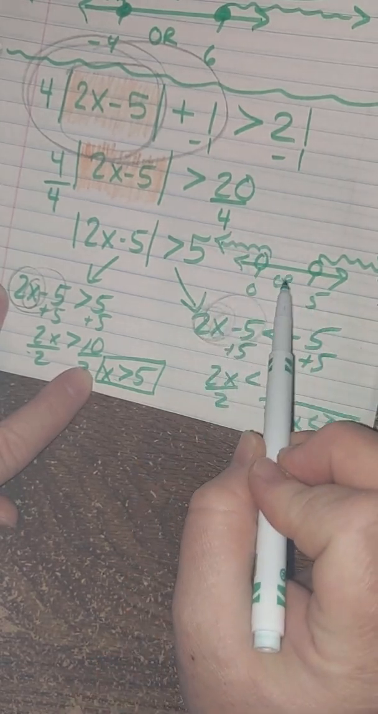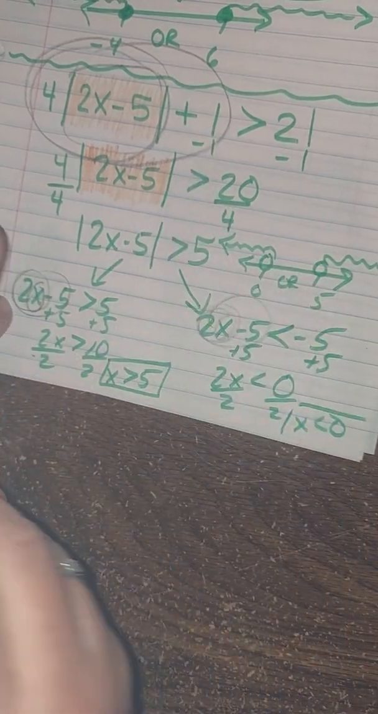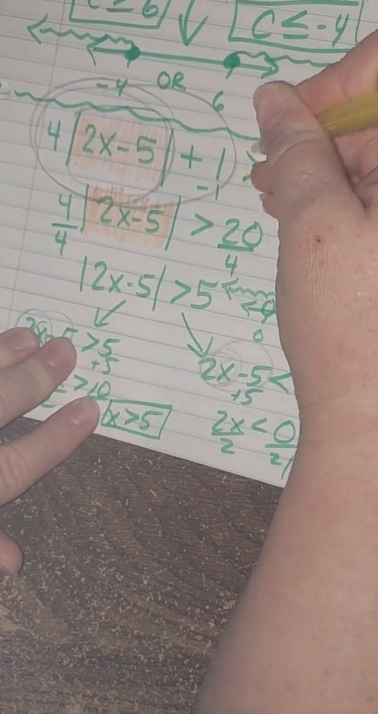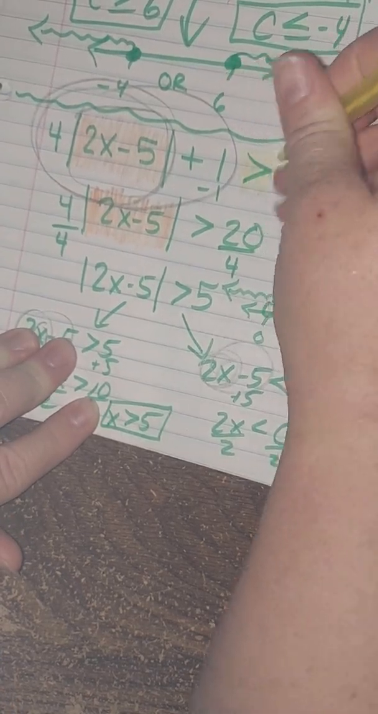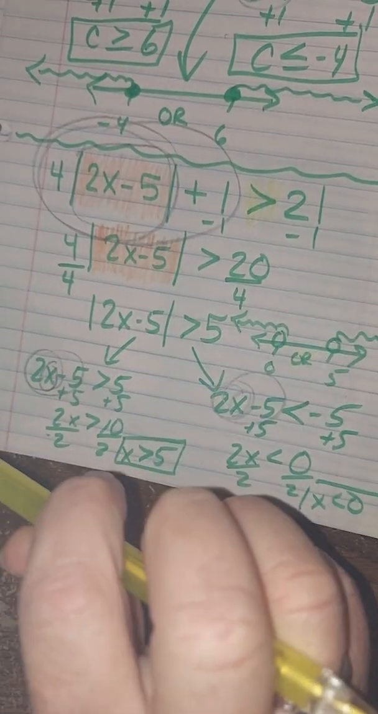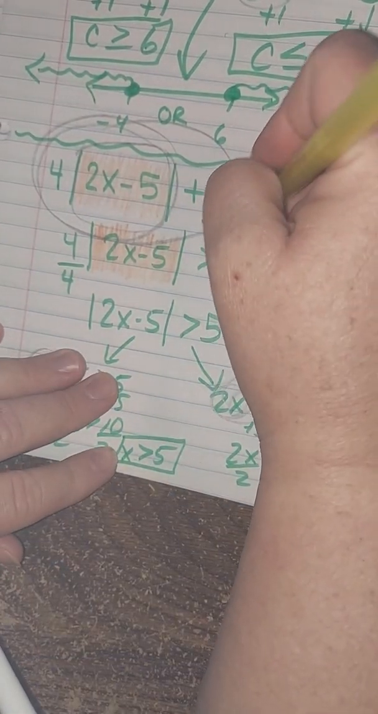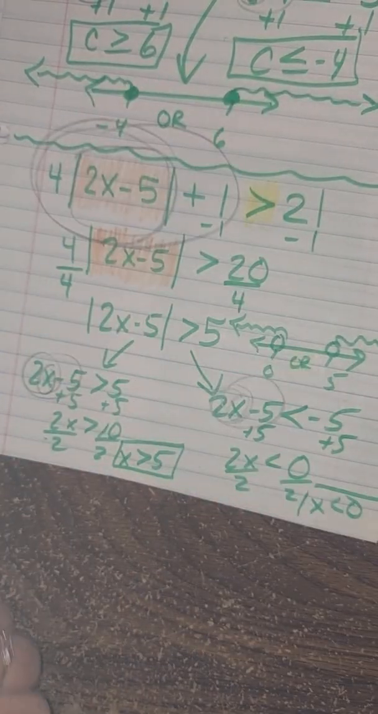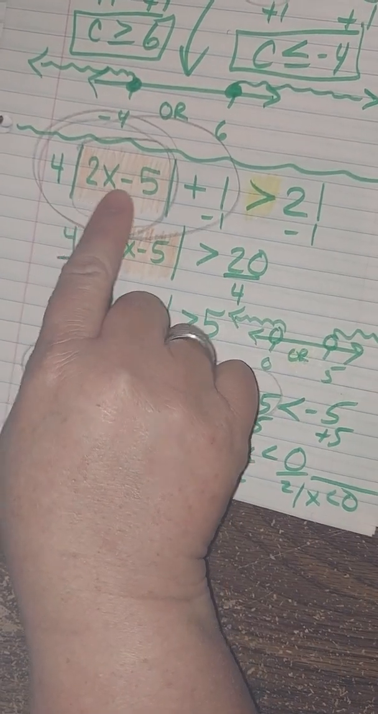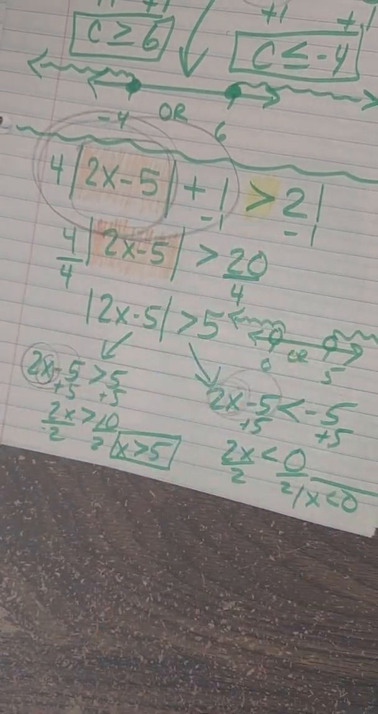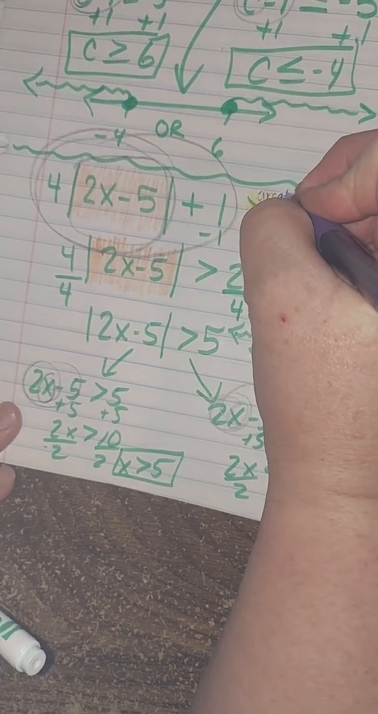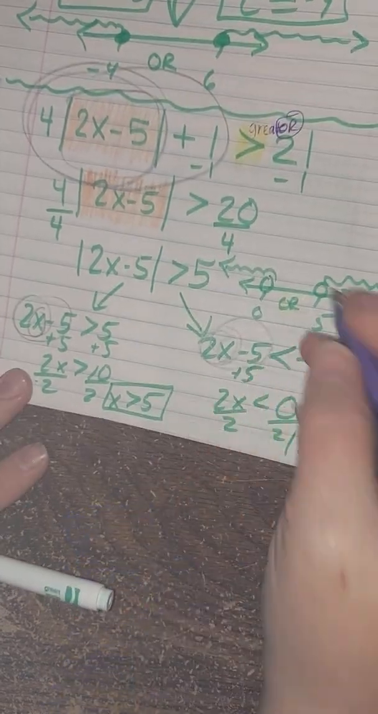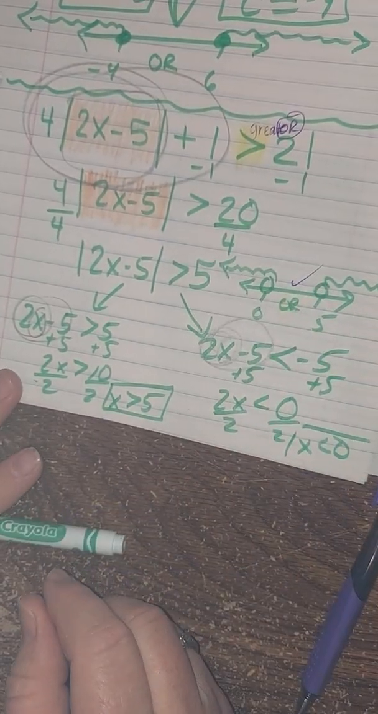Okay, this looks like an or statement. One or the other. Let's go back up to the top. Let's double check. Oh, what does this say? The absolute value is greater. See, greater. Yep, it's an or statement. So I'm good to go. Okay, that's it, friends. Thanks.